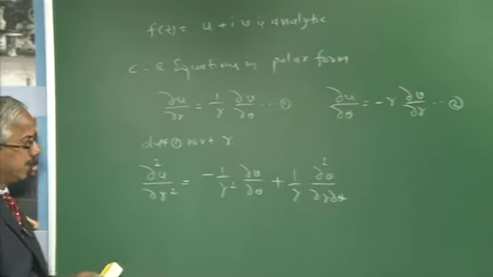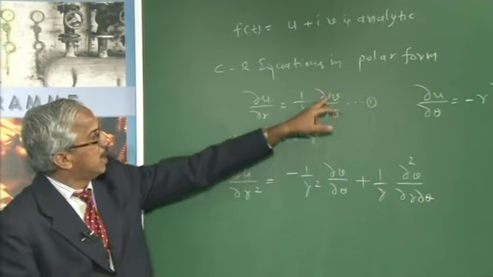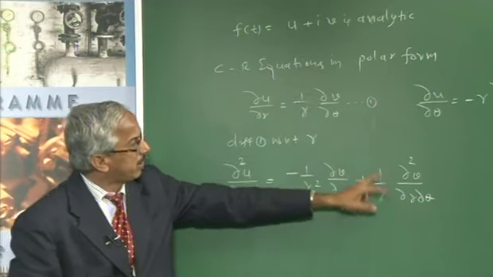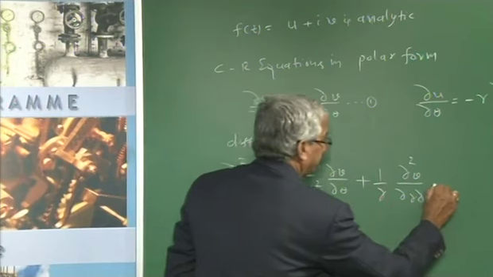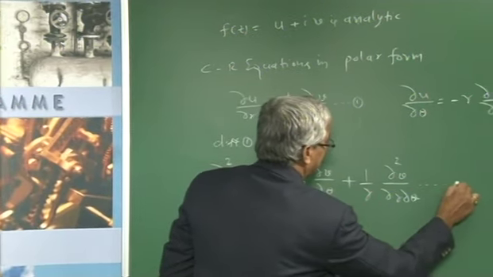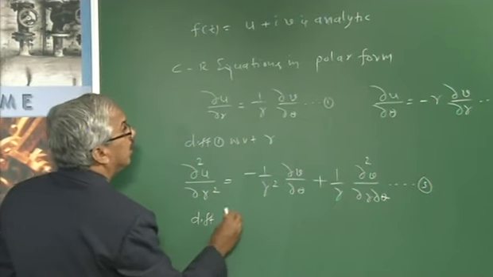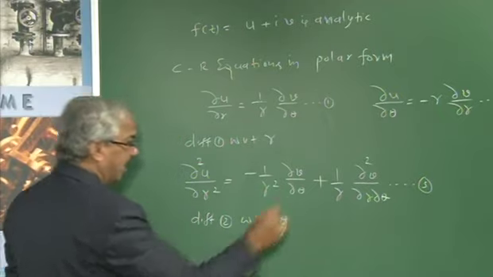So, I differentiate first 1 by r, it is minus 1 by r square, and dou v by dou theta is kept constant, plus this is constant 1 by r, and differentiate this with respect to r, we get this relation. I can take this one as 3, and again differentiate 2 with respect to theta.